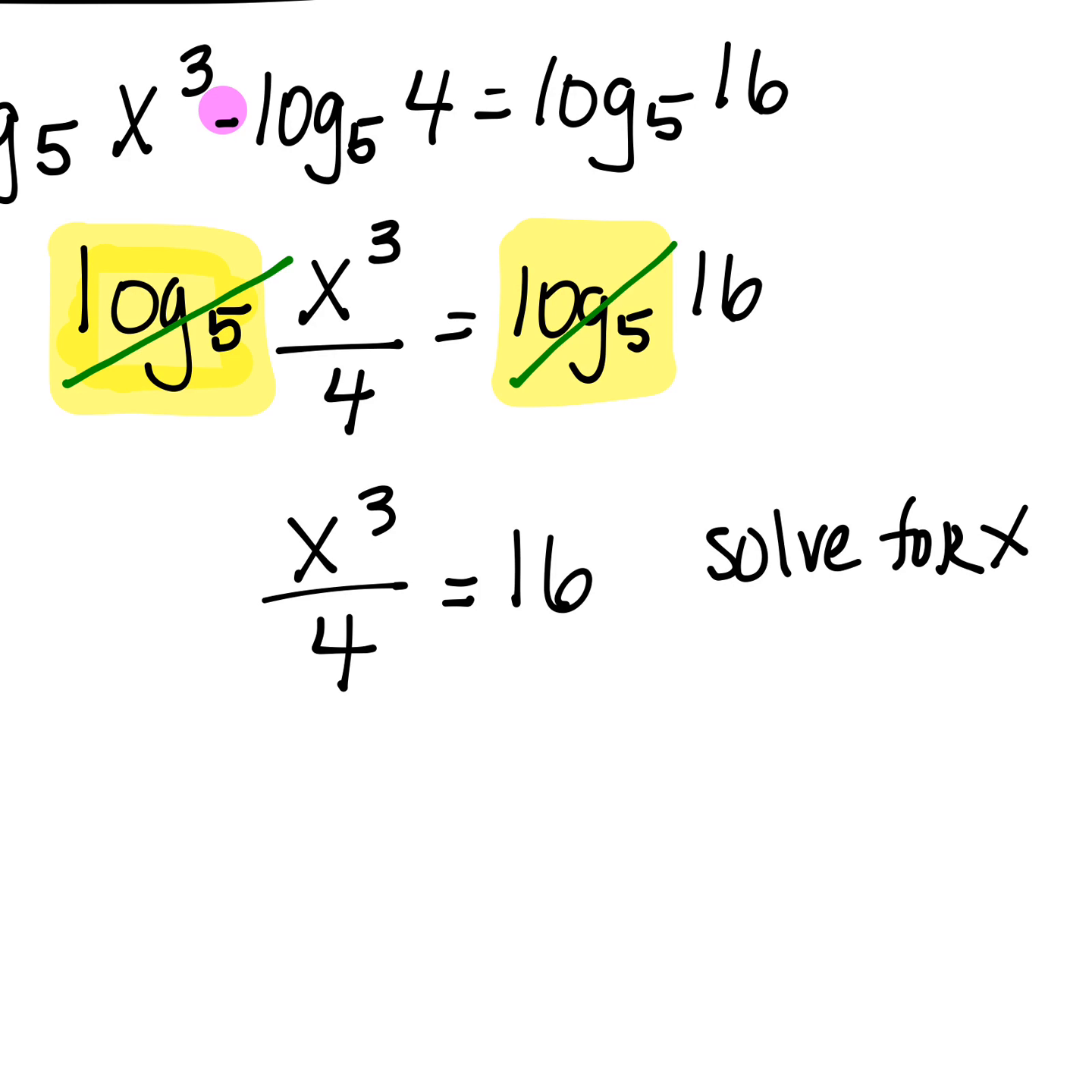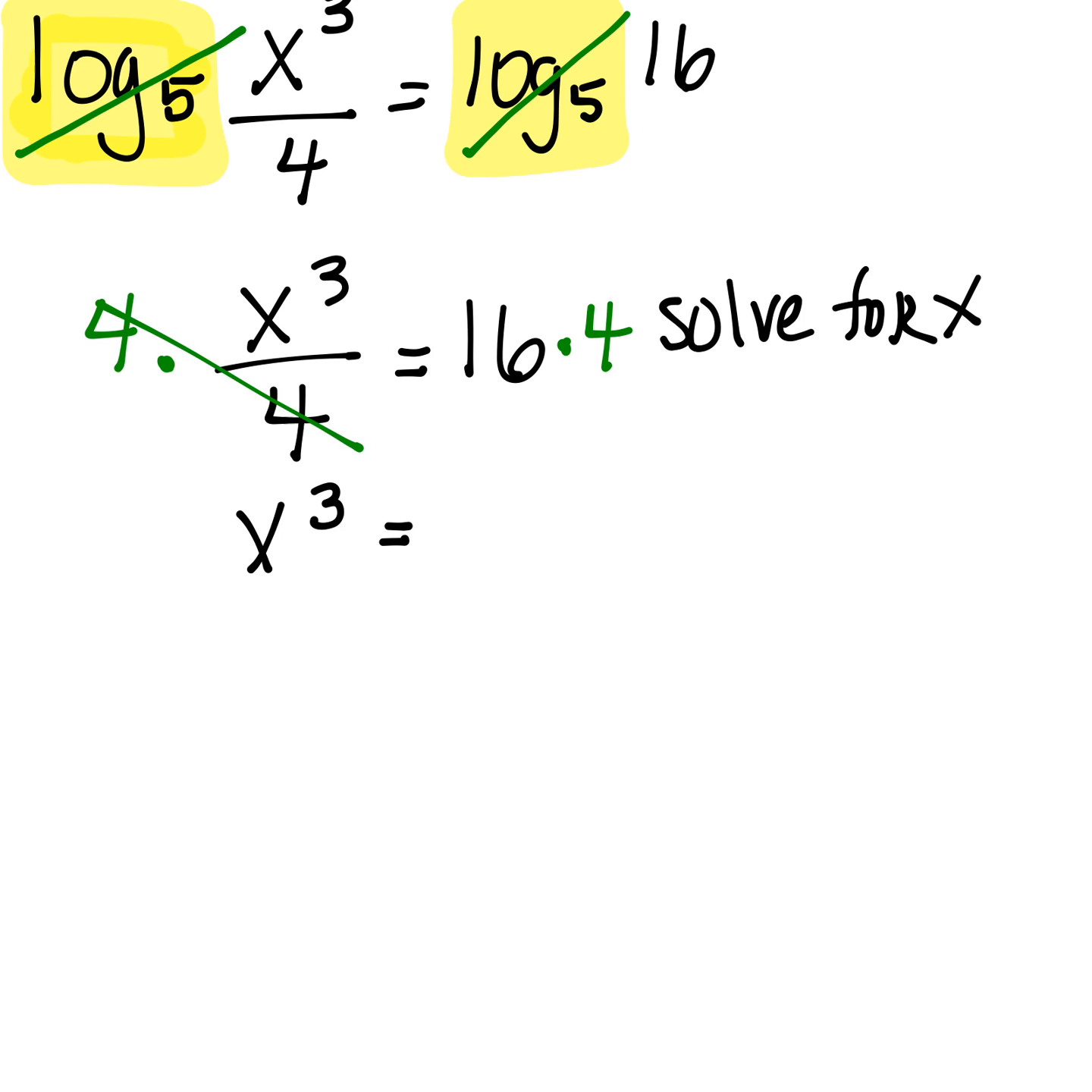Well, to solve for x, I need to get the 4 to the other side. So I'm going to multiply 4 to both sides. You could also cross multiply if you wanted to here. So those go away, so we're left with x to the third is equal to 64. So 16 times 4, I believe, is 64.